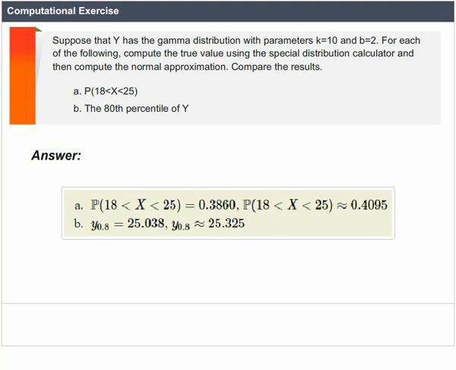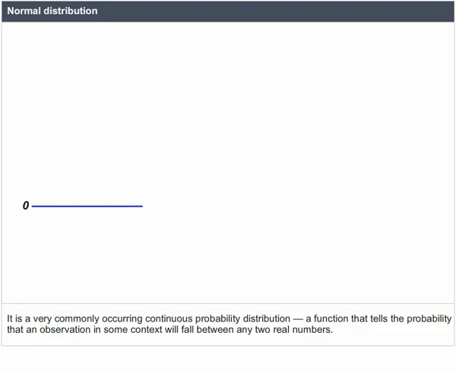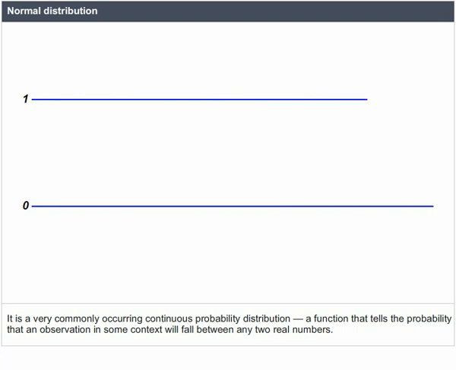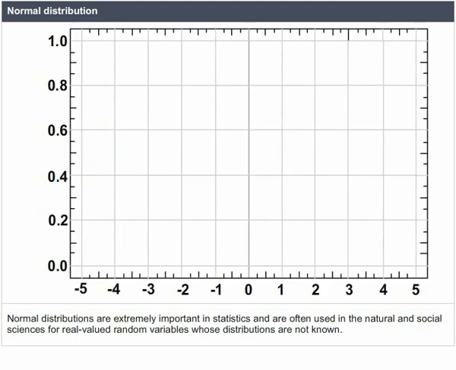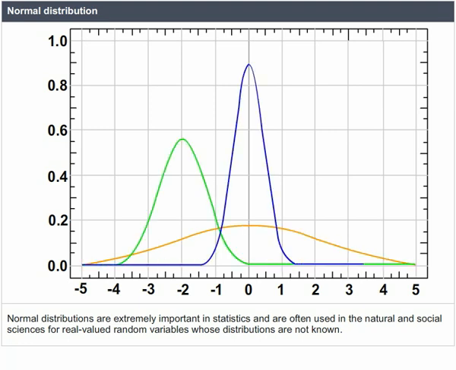Y 0.8 is approximately 25.325. Normal distribution. It is a very commonly occurring continuous probability distribution, a function that tells the probability that an observation in some context will fall between any two real numbers. Normal distributions are extremely important in statistics and are often used in the natural and social sciences for real-valued random variables whose distributions are not known.